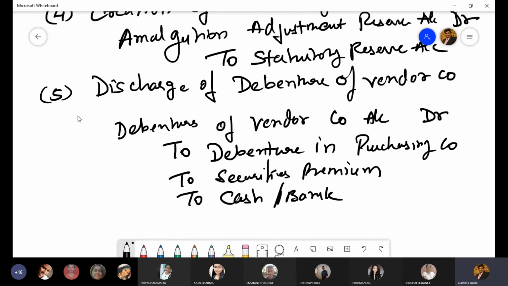If debentures of vendor company are paid in cash, then what do we do? Debentures of vendor company to cash bank. So the liability of the vendor company, which cannot exist after the amalgamation, that is dissolution of the vendor company, is exchanged in the name of new liability or it is paid off in the form of cash. Copy this down fast.